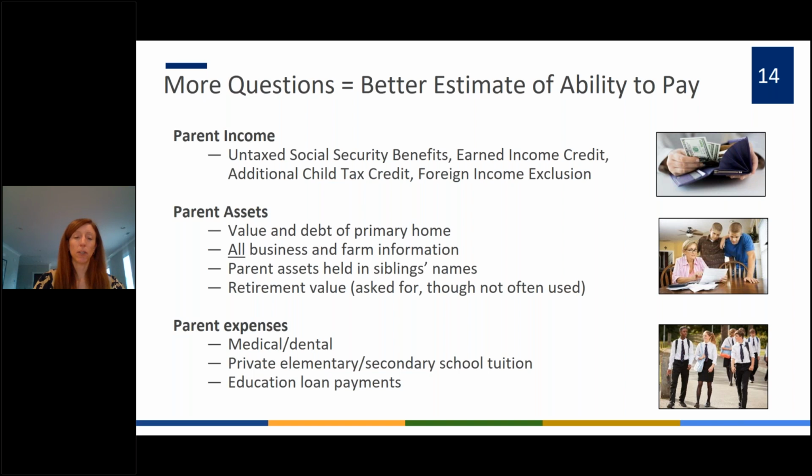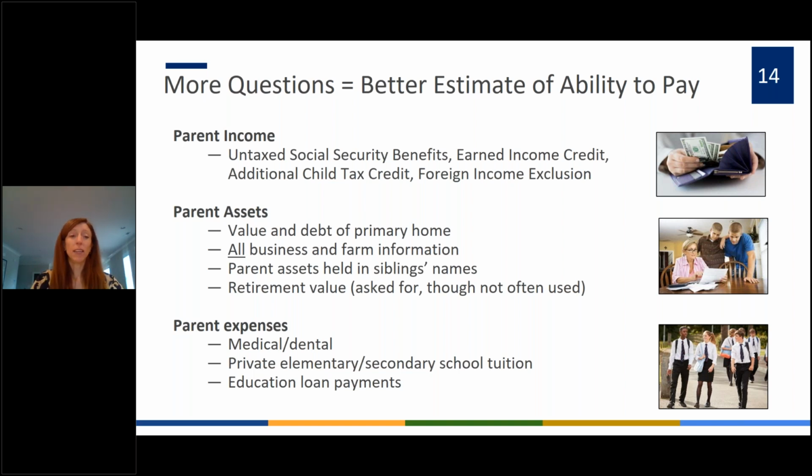In the parent income section, parents will be asked to provide information about their untaxed Social Security benefits, their earned income credit, additional child tax credit, and foreign income exclusion. These are bits of information that are not asked for on the FAFSA. So the profile is going to ask for all the same information that's on the FAFSA. The income, the salary, what was on the W-2, the taxes paid, untaxed information. But in addition to all that information that your family has already reported on the FAFSA, it's going to ask for these additional bits of information for parent income.